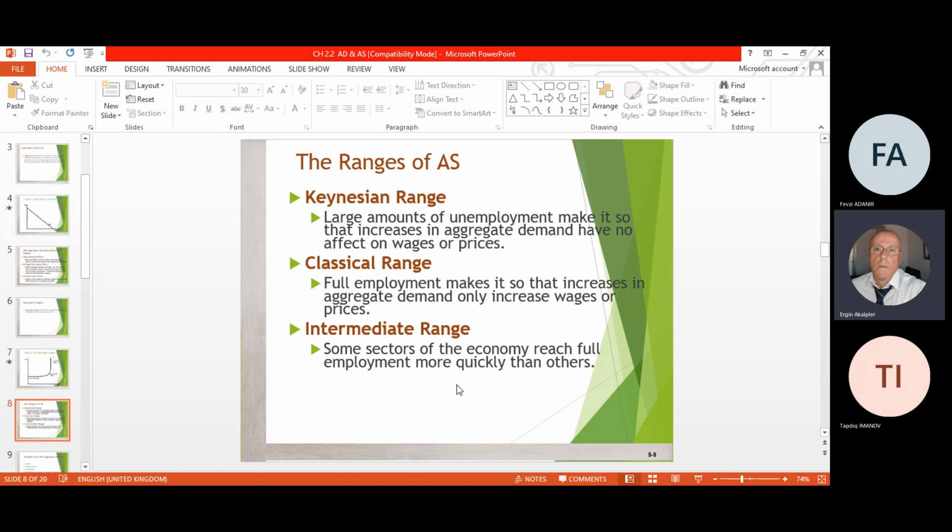It is acceptable maybe in the short run. And in the classical range, full employment, it is supposed that full employment always holds, so an increase in aggregate demand only increases wages or prices, because as you know, if the price shifts to a higher level, the price increase also means the producer has higher prices and higher profit. And when the price is going up, it is expected to positively affect and enlarge employment. This is how it is supposed to be.